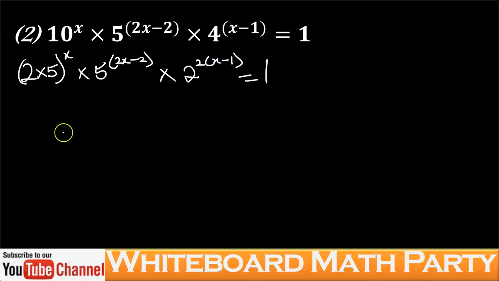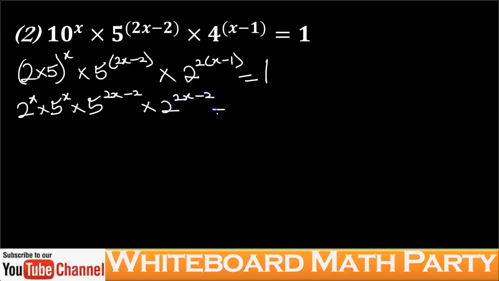I think we are progressing so speedily. Now, using the rule of same power when multiplied, this is going to be 2 to the power of x times 5 to the power of x times 5 to the power of 2x minus 2 times 2 to the power of 2x minus 2 also. Everything is equal to 1. Wow, we are progressing. Now work it out together as a way of collecting like terms.